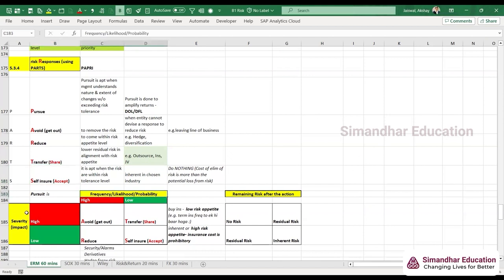Now we have this matrix, right? Frequency or likelihood or probability versus severity. Frequency or likelihood or probability, if it is high and the severity or the impact is also high. Let's say, for example, we are having our business in an area where flooding is very common. Flooding is very common. So the frequency is high or low? You can write H or L. The frequency of the flood is high or low? Flooding is very common. Correct. So the frequency is high.